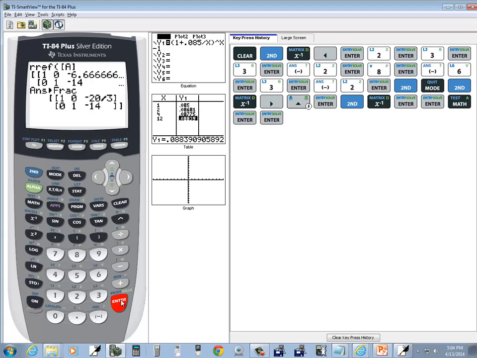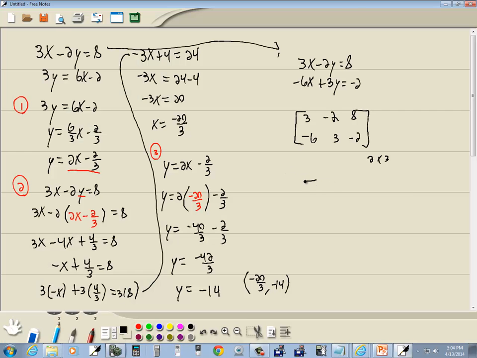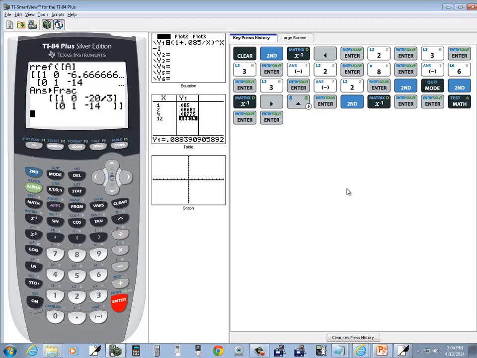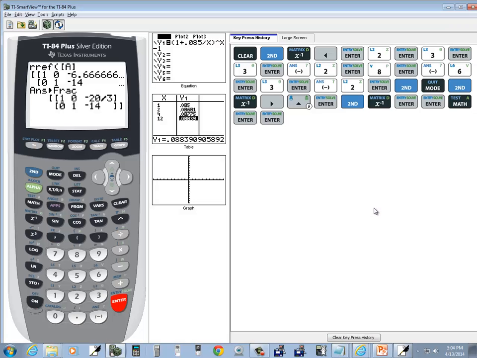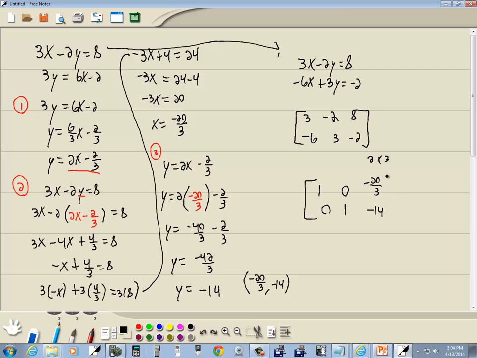That looks like what we found the other way, so let me see. 1, 0, 0, 1, negative 20 over 3, and negative 14. Two equations, two variables. Our first 2 by 2 should be a diagonal 1, 0, 0, 1, which it is. If that's the case, then our far right column is the answers. So this is x and this is y. And I'll put parentheses around them. So we've got negative 20 over 3 and negative 14.